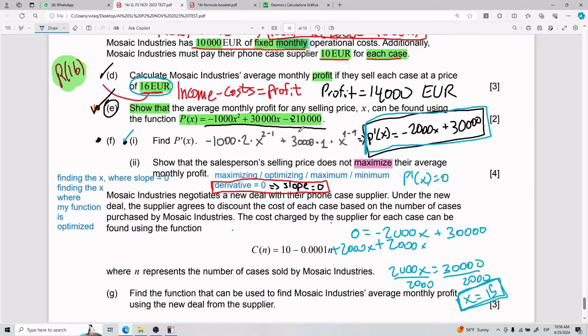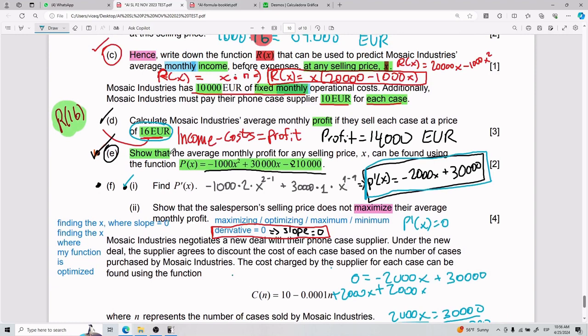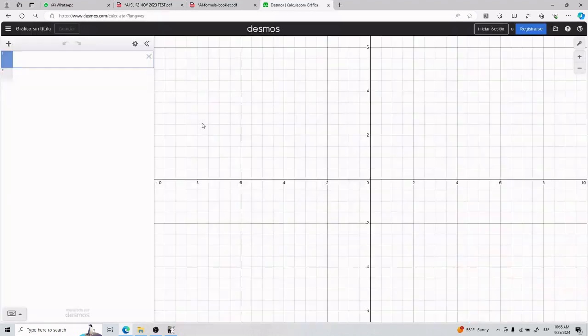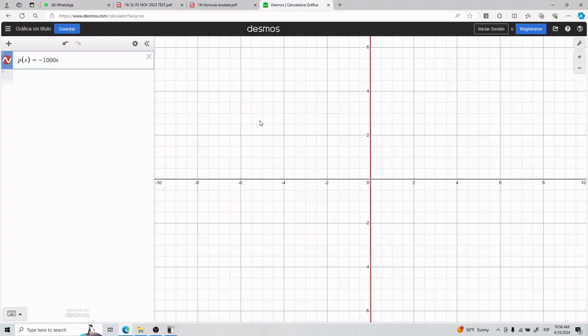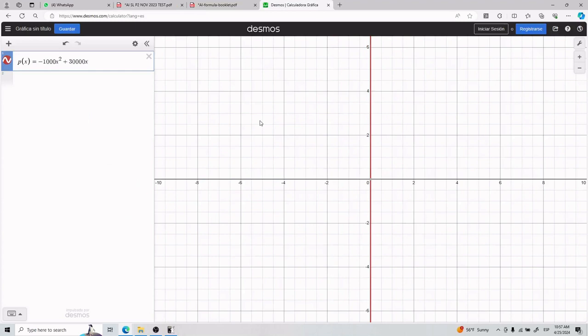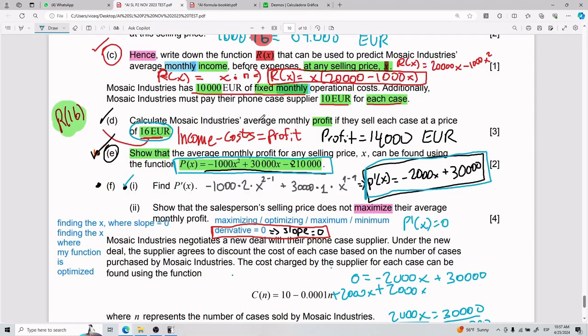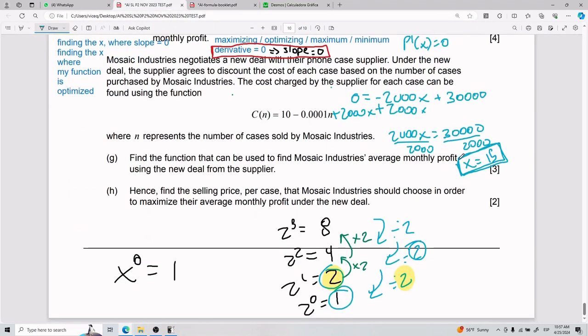And if you want to get very, very nerdy with this, you can go to Desmos and graph it in your graphing calculator. Just so you guys finish getting convinced, if I graph my original function, p of x equals negative 1,000x squared plus 30,000x, that's 30,000, right? Yes. Minus 210,000, we found that our optimum is at x equals 15.